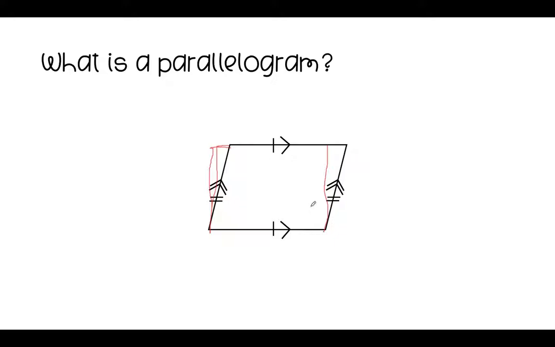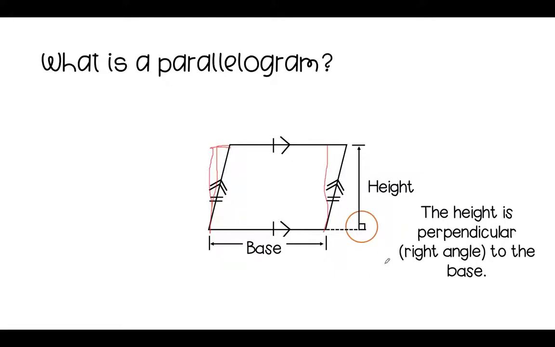So what is a parallelogram? It's essentially the same as a rectangle. It's a bit tilted or had part of it moved around. We call this our base. So the base is the bottom, and then our height, as you can see, runs perpendicular, which means at a right angle to the base. So the height is always perpendicular or at a right angle or 90 degrees to the base.